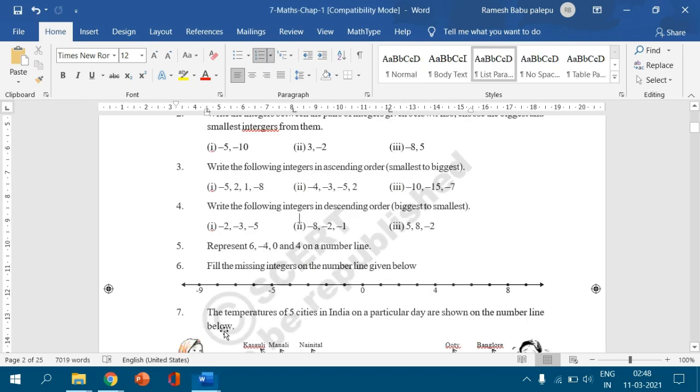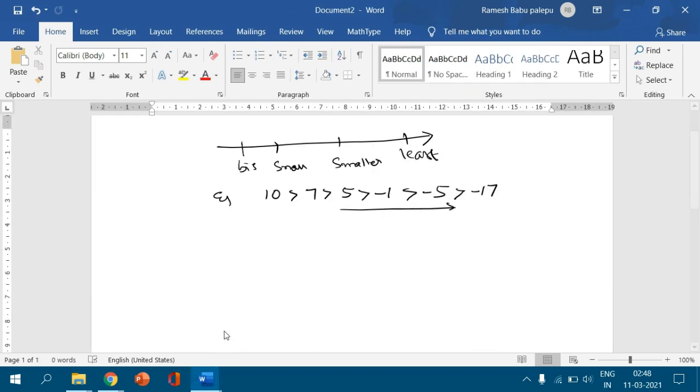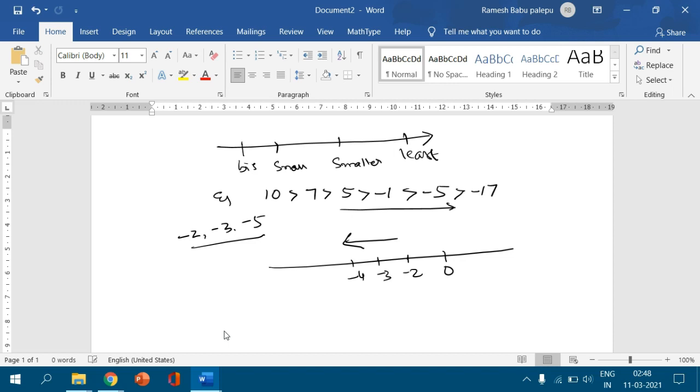I will go to the first question: -2, -3 and -5. So the given values are -2, -3 and -5. Nothing to worry about. Suppose we observe the number line. This is the neutral point, and on the number line, when we go to the left side, the values are decreasing. So here -2, -3, -4 and -5 actually.